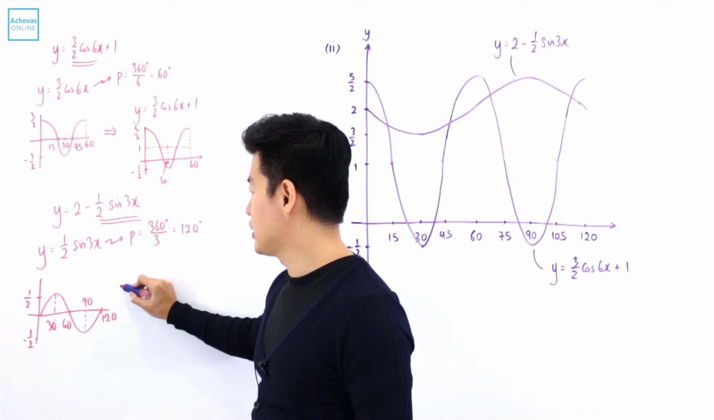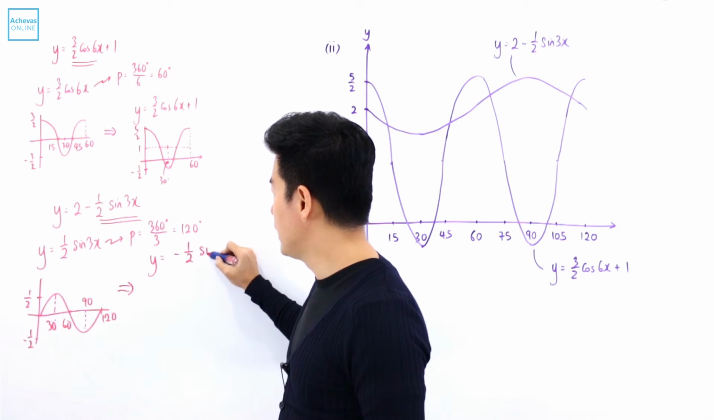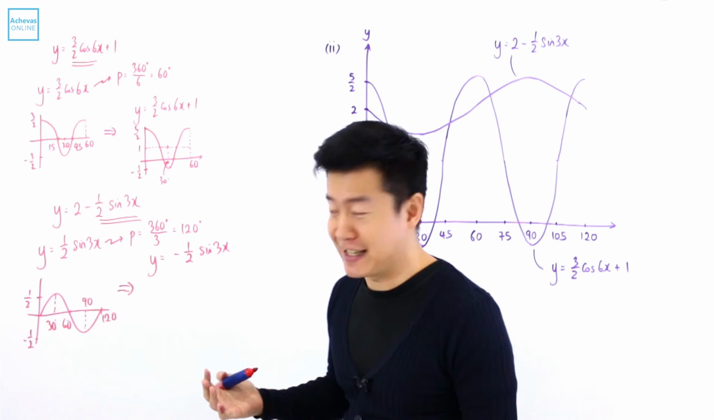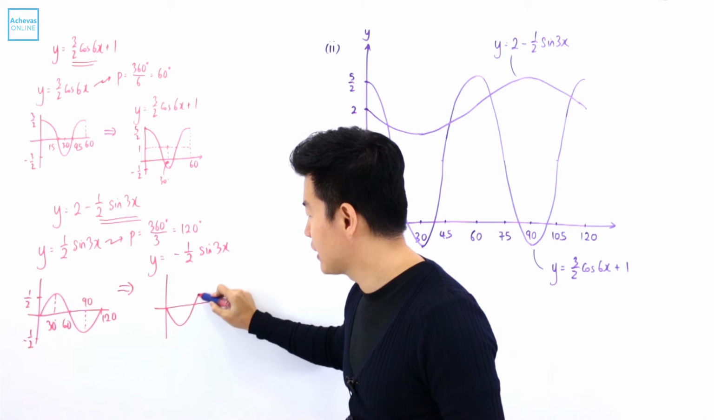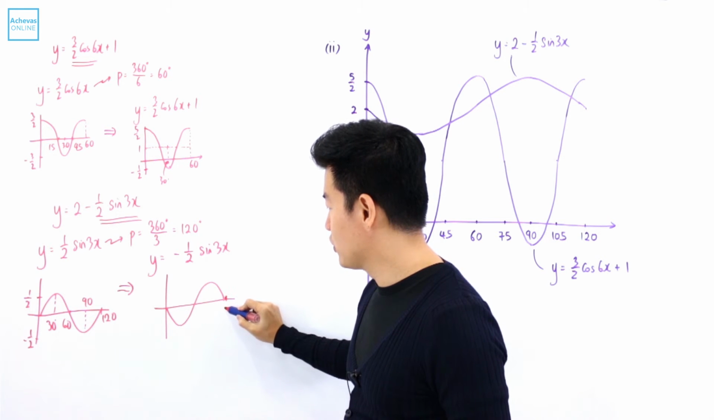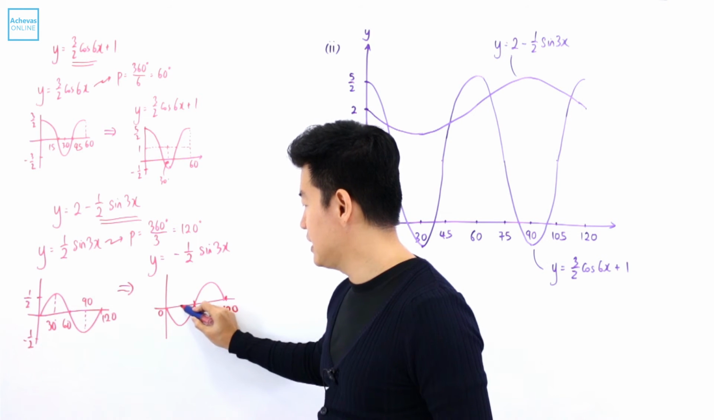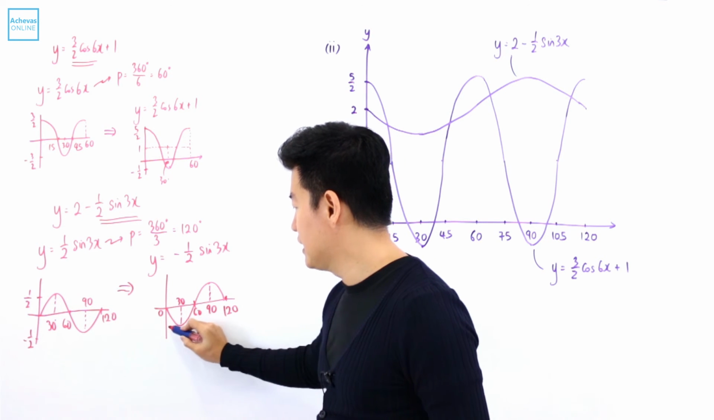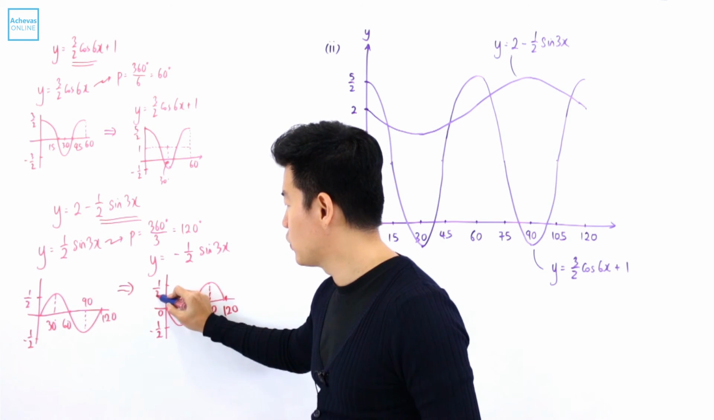And if I were to now sketch the graph of y is equal to minus 1 over 2 sine of 3x, that means I need to reflect this graph about the x-axis. Reflecting it about the x-axis will make a curve that looks something like this. It's just a reflection about the x-axis. So here is still going to be at 120, and this is starting from 0, this is 60, this point here is going to be at 30, and this point here is going to be at 90. The lowest possible point is minus 1 over 2, the highest possible point here is 1 over 2.